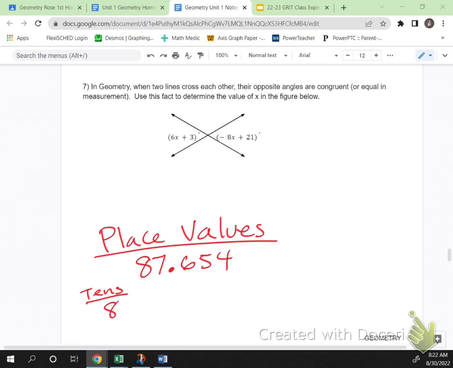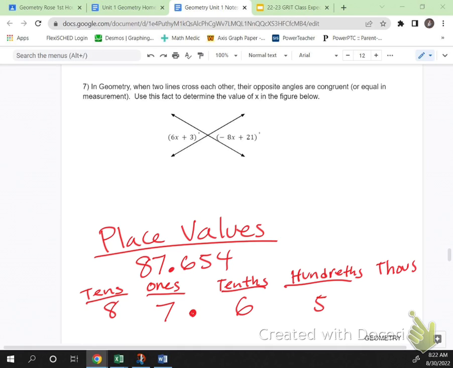The 8 is our tens place. The 7 is our ones place. Then we have our decimal. On the other side of the decimal, the 6 would be our tenths. The hundredths would be the 5. And I don't think we ask you that often, but good to know, that 4 would be the thousandths place. Cool? Place values, just in case you forgot.